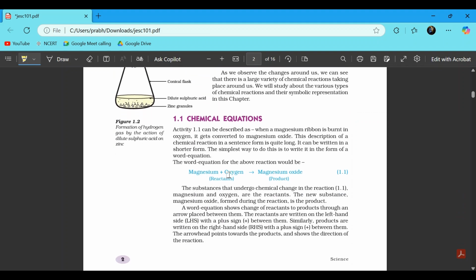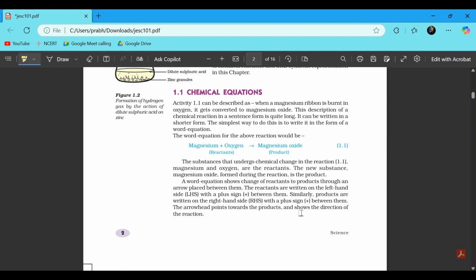Okay, let's take the chemical equations right now. How do we write the chemical equations? As you can see here, a chemical equation can be described like this: in the first portion on the left side we write the reactants, meaning whatever things are reacting, we write them first, and later the product that is formed last, we write that.